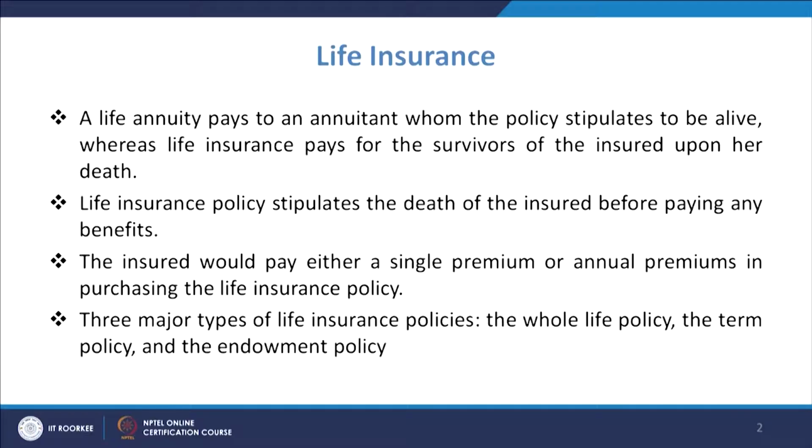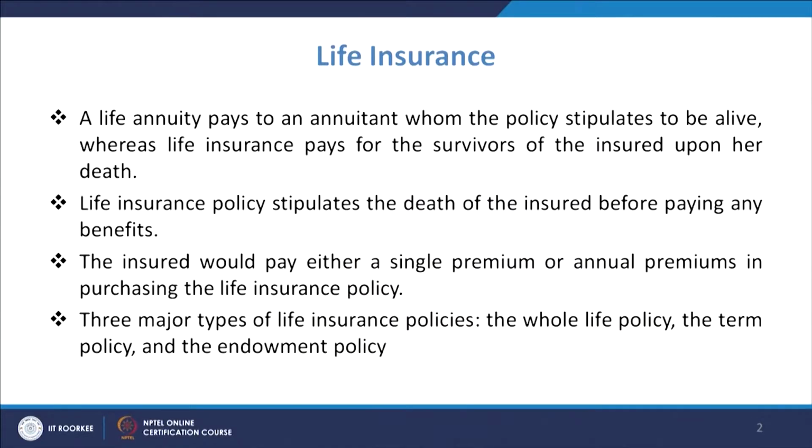So, the difference between life insurance and the life annuity is that in a life annuity you are paying on the stipulation that the person is alive, whereas life insurance is paid to the survivors after the death of the person who is insured. So, that is the difference. Life annuity pays to an annuitant whom the policy stipulates to be alive, whereas life insurance pays for the survivors of the insured upon his death.